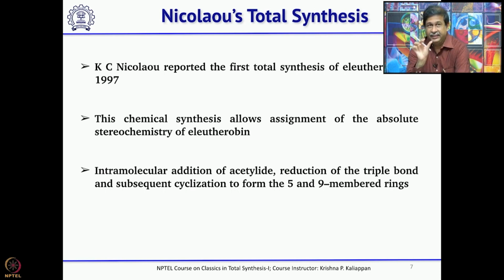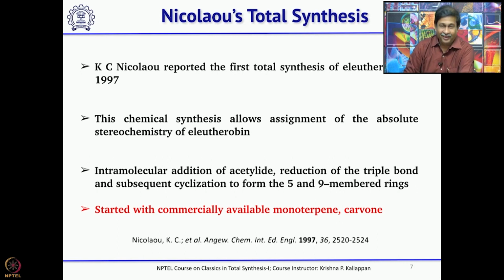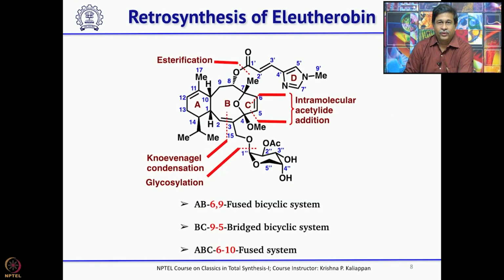Okay. That was the key reaction to make the 10-membered ring, and afterwards the 10-membered ring was converted into 9-5 bridged system. Okay. And of course, it was made easy since he started with a commercially available monoterpene called carvone. And look at this structure.